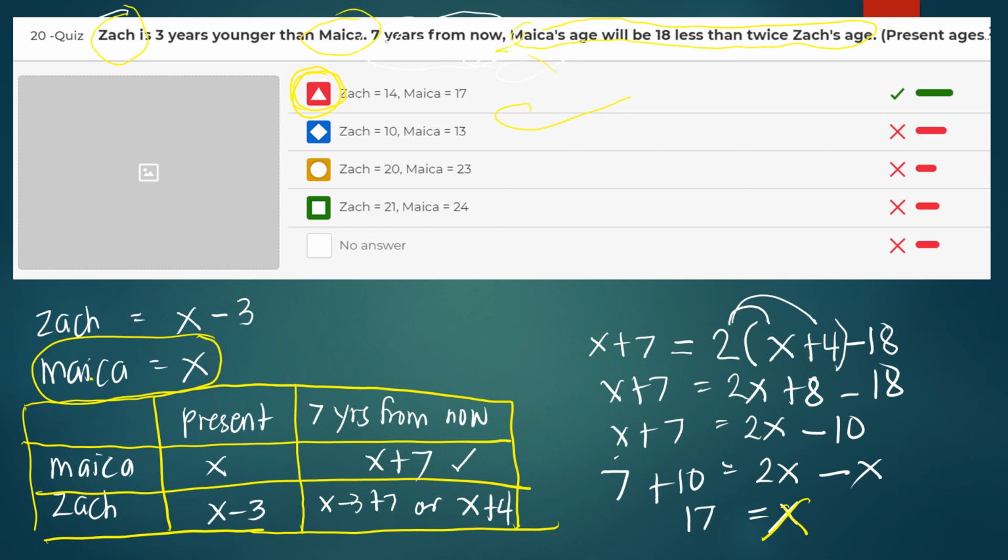Actually, pwede nyo naman siyang i-recheck dahil sabi naman dyan, Zach is 3 years younger than Micah. So, 17 minus 3 lang, and that will give you 14. Okay, so the correct answer is this one.